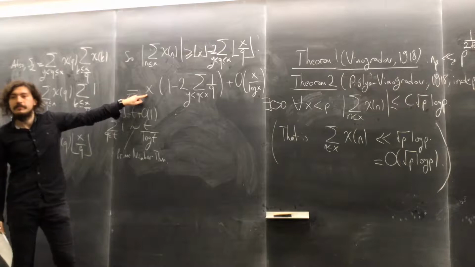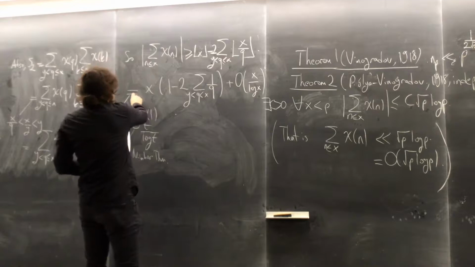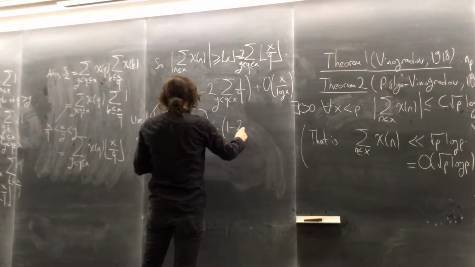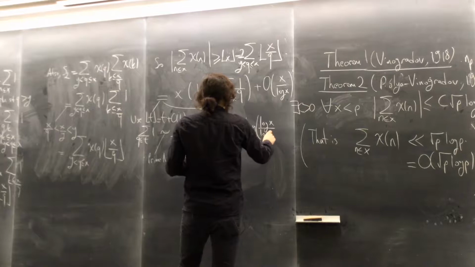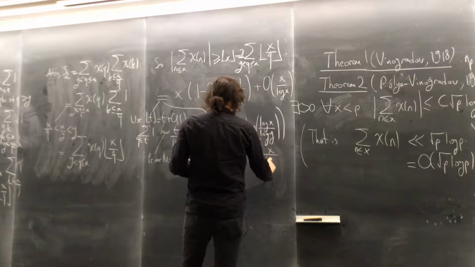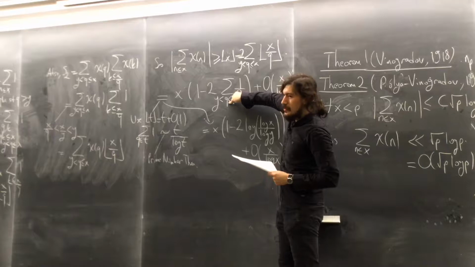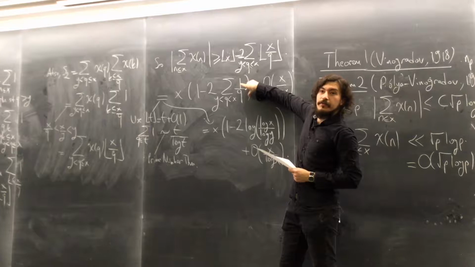All right. So from here, this is a sum over prime numbers, but we are summing reciprocals of primes. Do we know how they behave, reciprocals of primes? Yes.